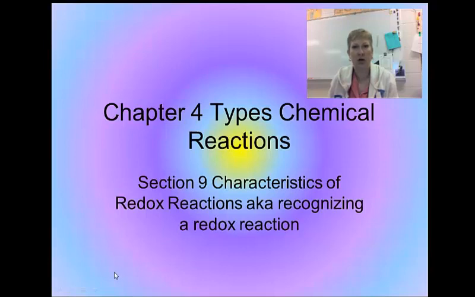This is the last part of Chapter 4. This is the redox portion of it. Metathesis and redox, really big on the AP exam. This part is section 9 still. We did assigning oxidation states. Now we're just going to go through the characteristics of redox reactions, aka recognizing a redox reaction.